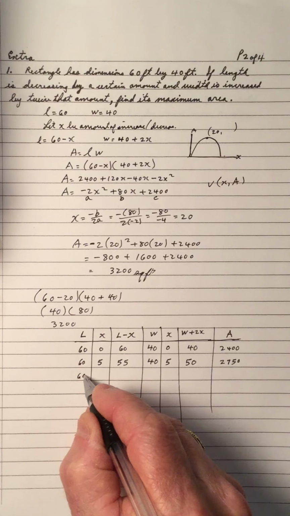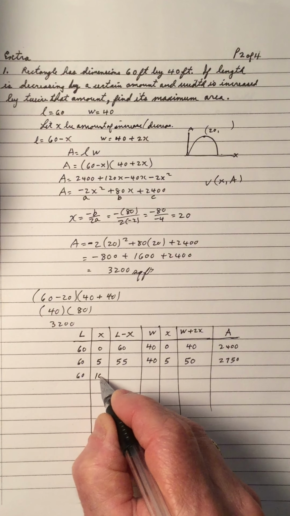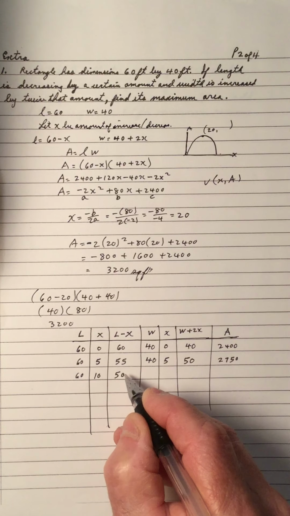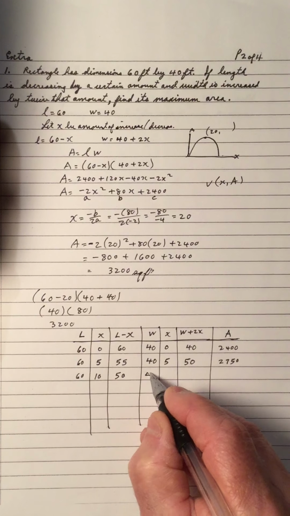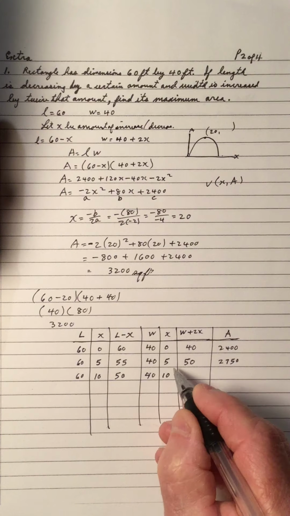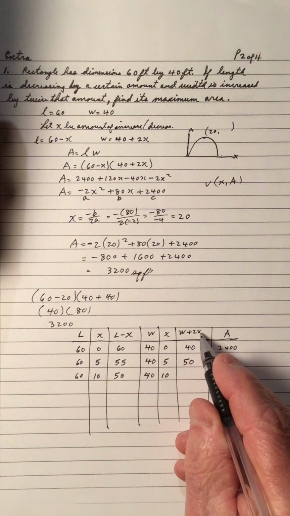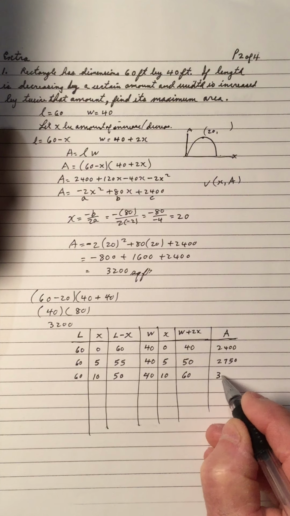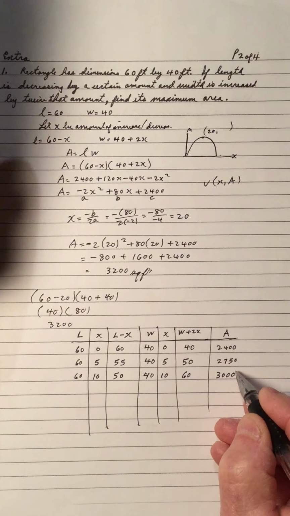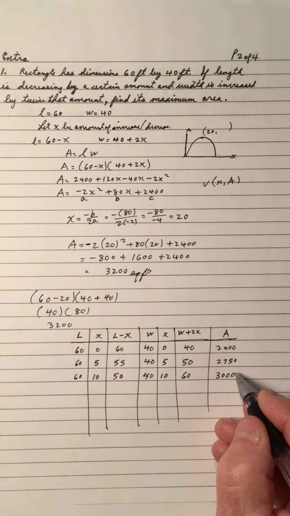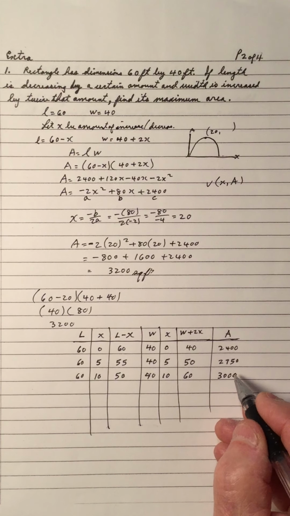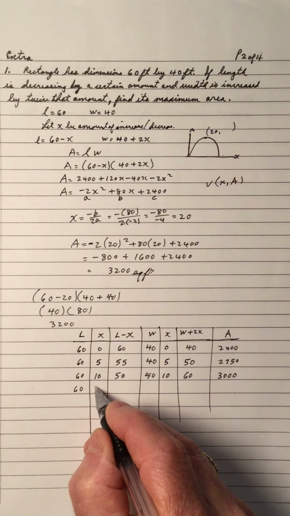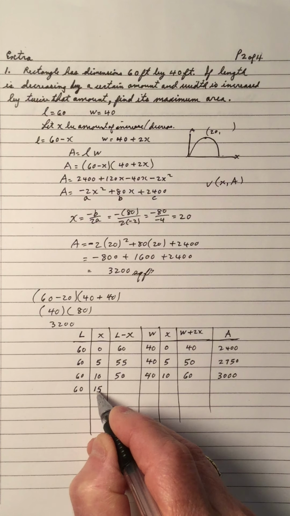And we have a 60, and now we take off 5 more, which is 10. So 60 minus 10, the new length is 50, and we have a 40, and we have a 10 for x, so that's 20. So 40 plus 20 is 60, so that gives us 3,000 in area. So notice the area is going up and up and up, and again the length is 60, but now we take off 5 more, which is 15.